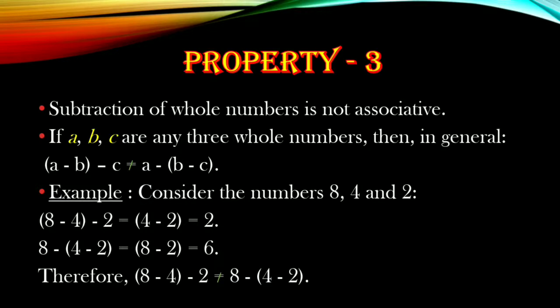So, in both the cases, the final difference is different. In the first case, it is 2. In the second case, it is 6. Therefore, (8 minus 4) minus 2 is not equal to 8 minus (4 minus 2). So, these two cases are not equal. This shows that subtraction of whole numbers is not associative.